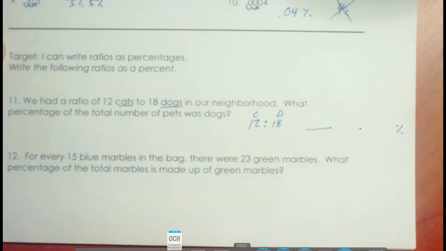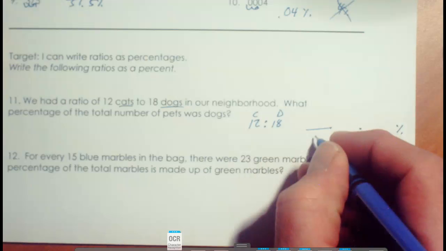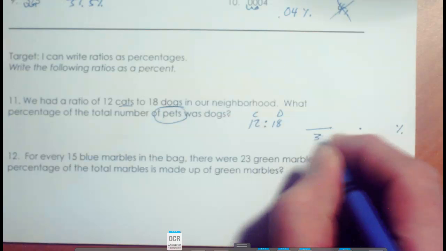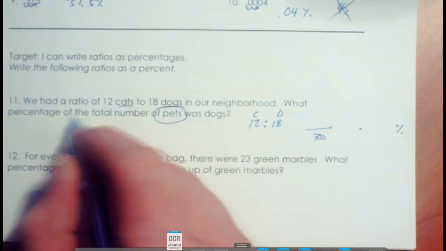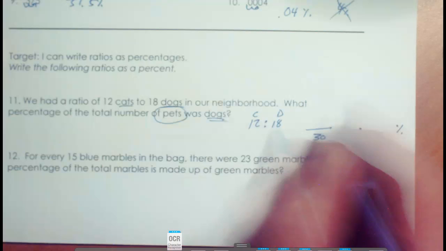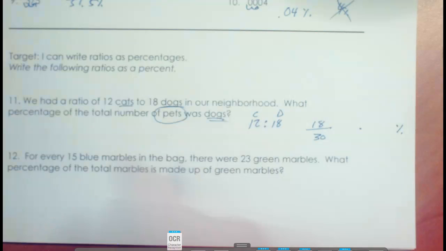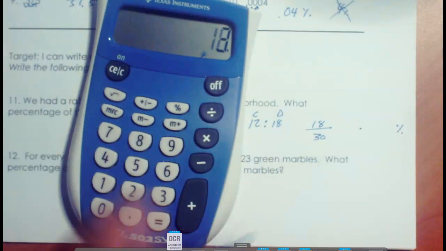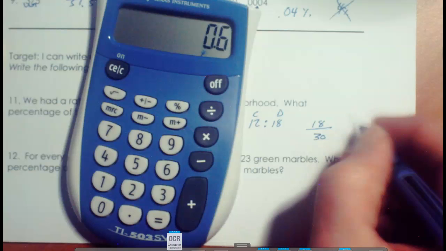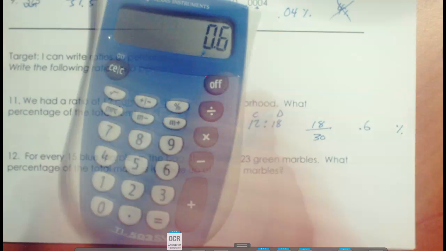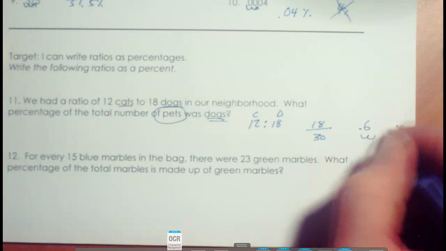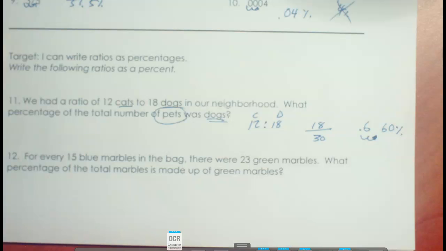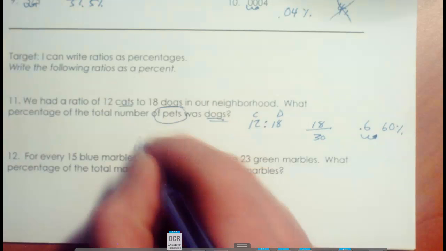All right, so to get to a fraction, you have to have a total. Well, we want to know the total number of pets. There's a total of 30 pets. What percentage of pets were dogs? We have 18 dogs, so it's 18 out of 30. So you just do 18 divided by 30, and you're going to get 0.6. There it is. And we're going to move that 2 places, and we're going to get 60%. So we got 60% dogs.